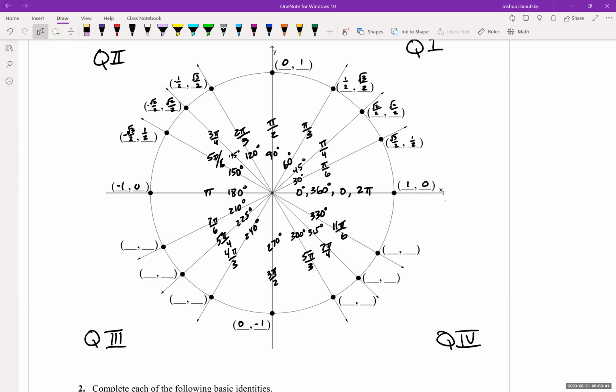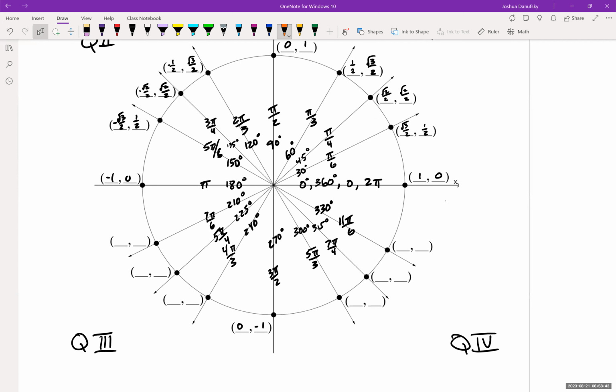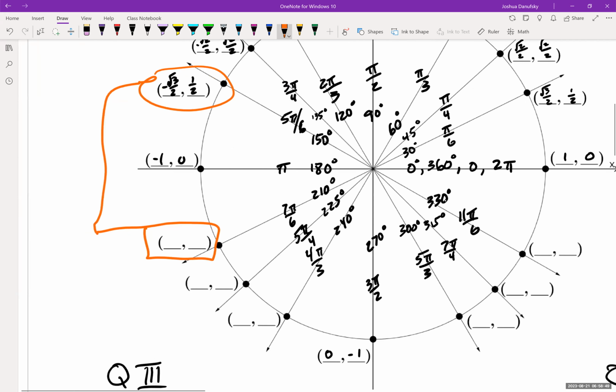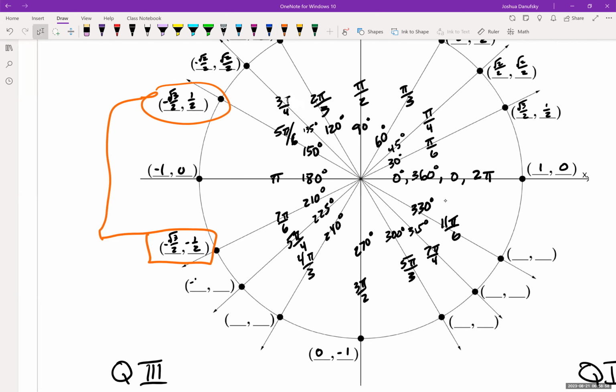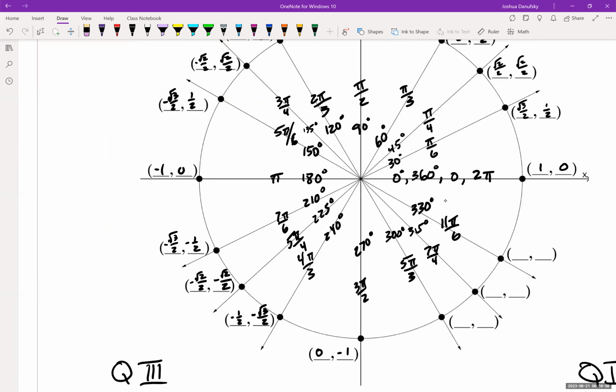Quadrant 3, we get to do the same thing. Here I'm going to notice that I can take this one and get the exact same thing there, but both x and y are negative in quadrant 3. So negative root 3 over 2, negative 1/2. Doing the same thing with negative root 2 over 2, negative root 2 over 2, and then negative 1/2, negative root 3 over 2.